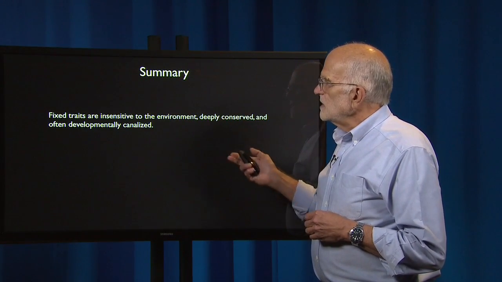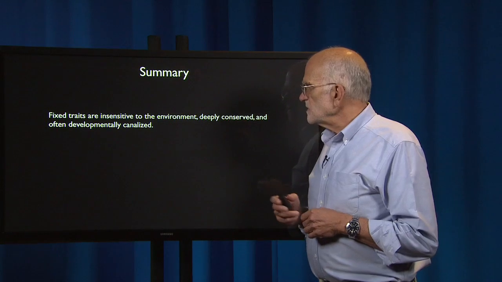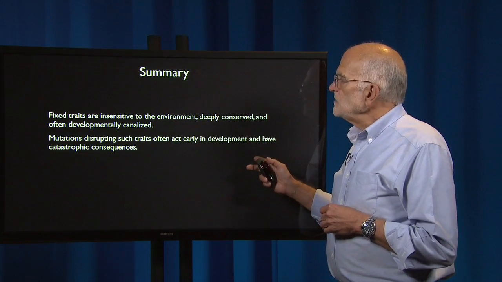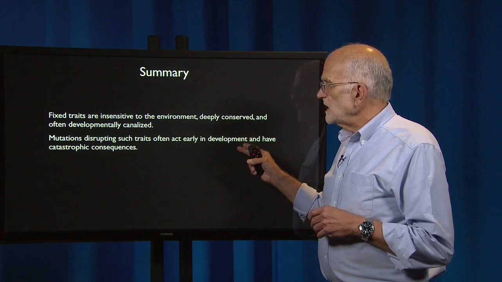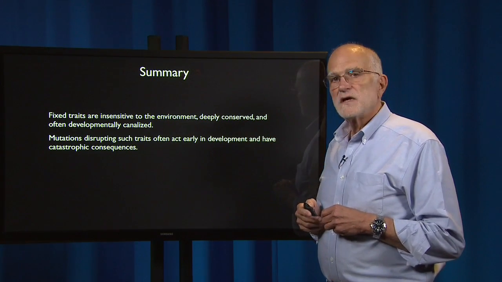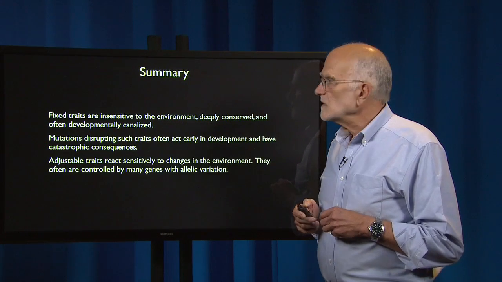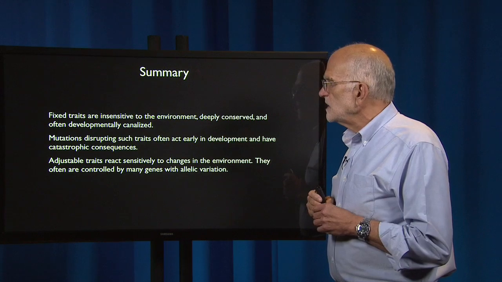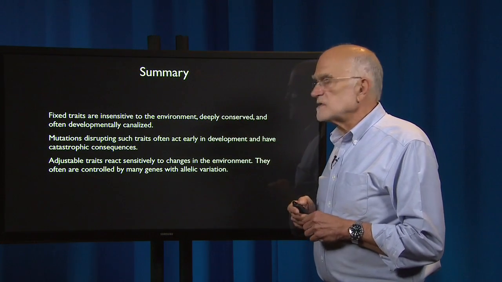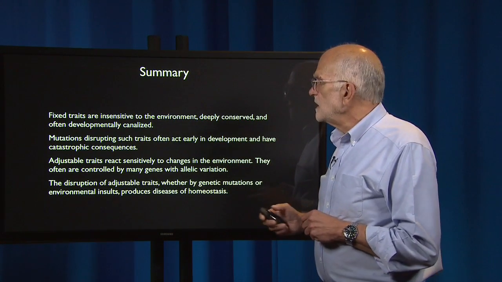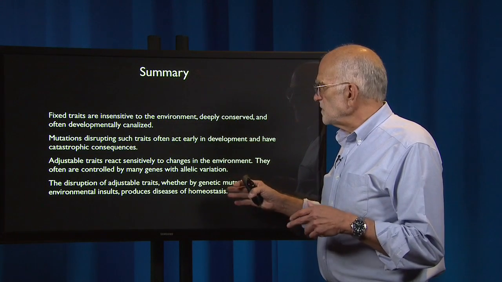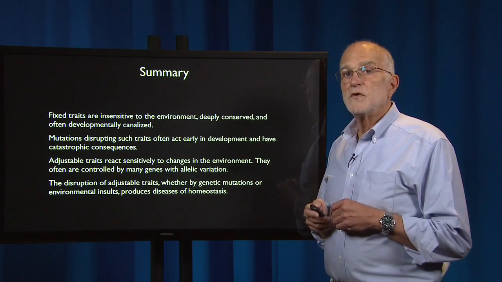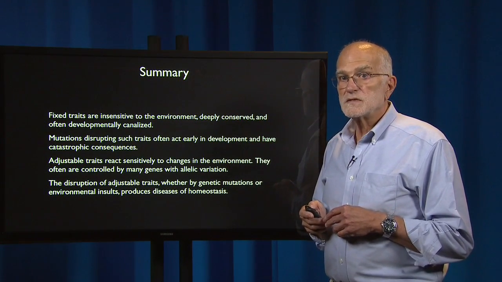To summarize, fixed traits are insensitive to the environment, they're deeply conserved, they're often developmentally canalized. Mutations that disrupt such traits act early in development, and they can often have catastrophic consequences. Adjustable traits react sensitively to changes in the environment. They are often controlled by many genes that have allelic variation. The disruption of an adjustable trait, whether it's by genetic mutations or by environmental insults, produces diseases of homeostasis, such as type 2 diabetes.